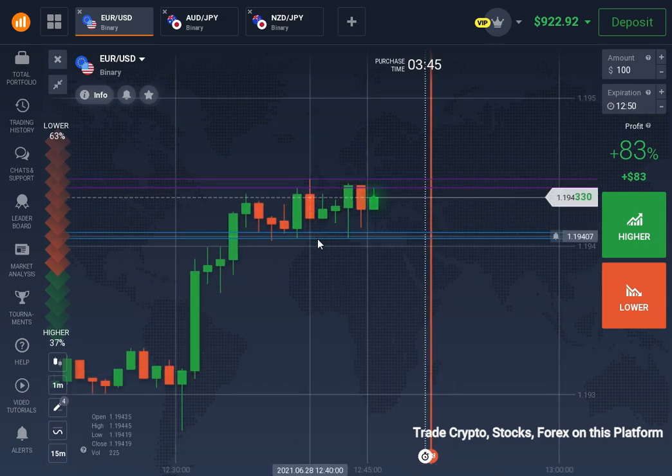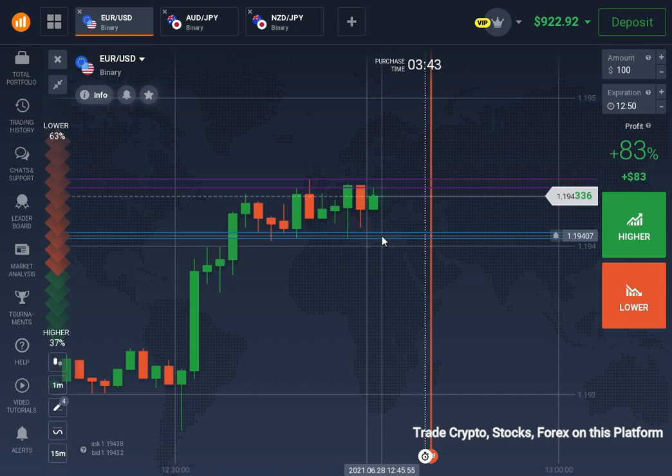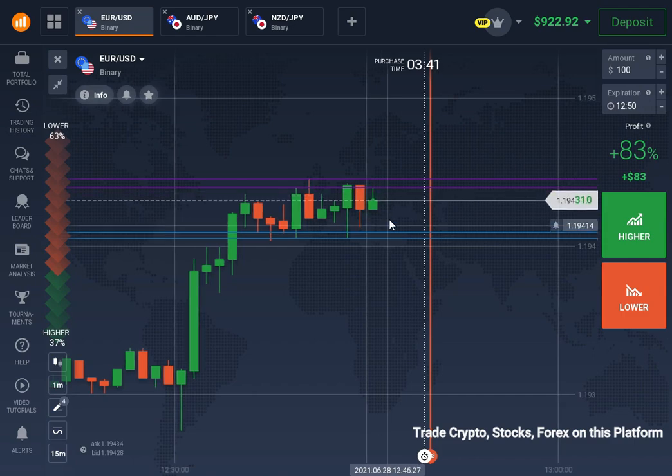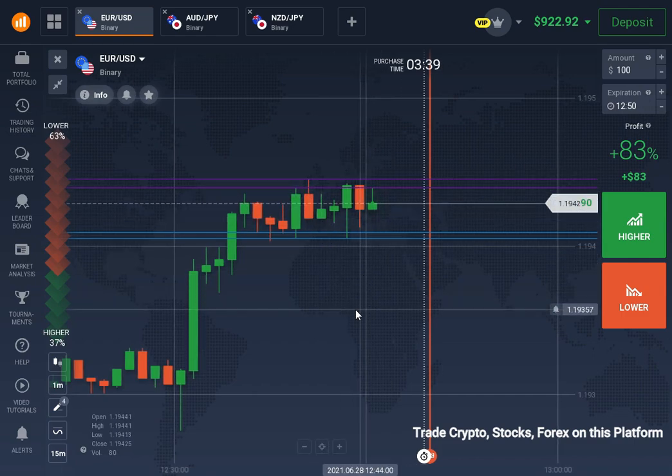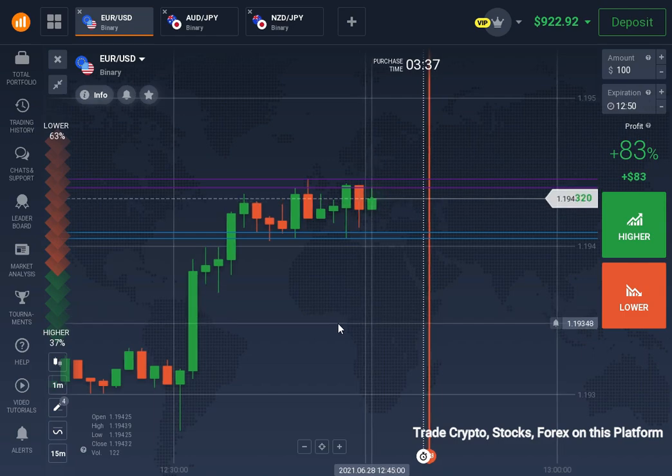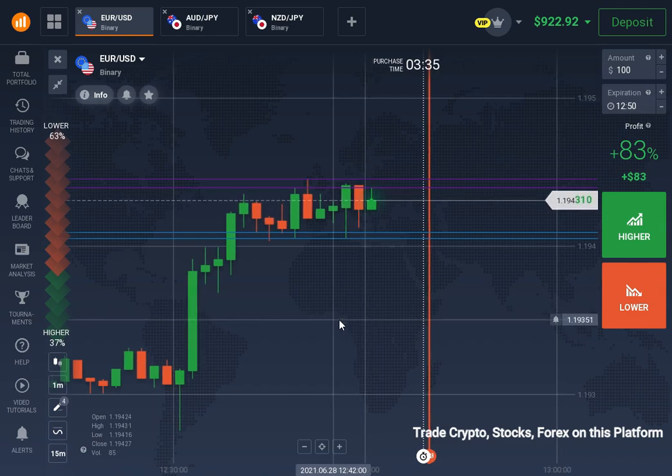You can see the market is moving very slowly in this box, which is a good sign, because now buyers and sellers are resting. In the coming time, they will decide which way the market will go. So let's wait and watch.